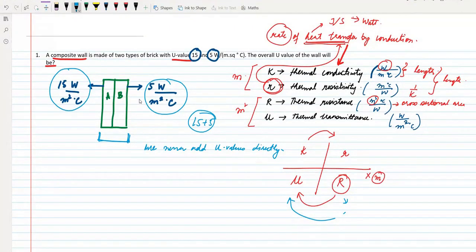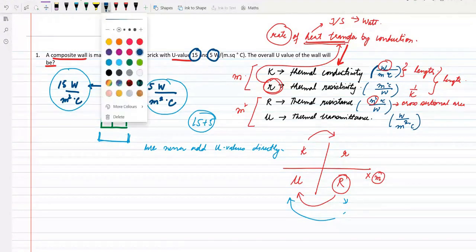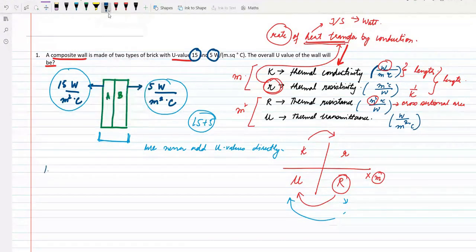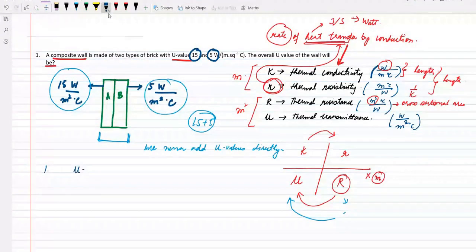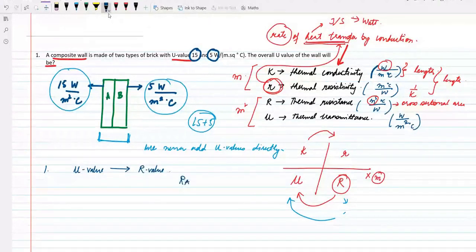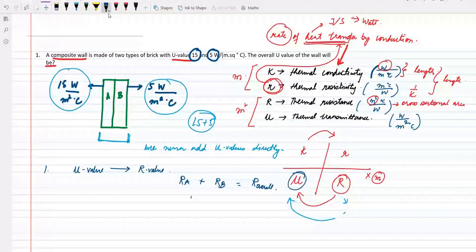First step is what? First step is U value you have to convert into R value. You'll get two R values, right? One is this R A and then you'll get R B. Fine. You add this, you'll get R overall. What is this U? This would be 1 by R overall. This is what we need.